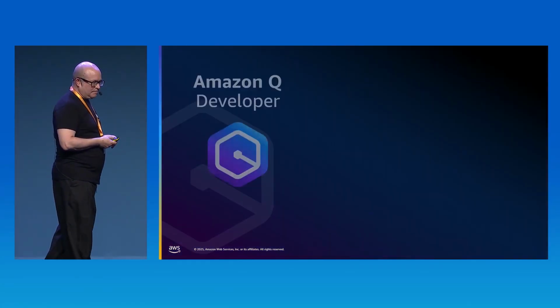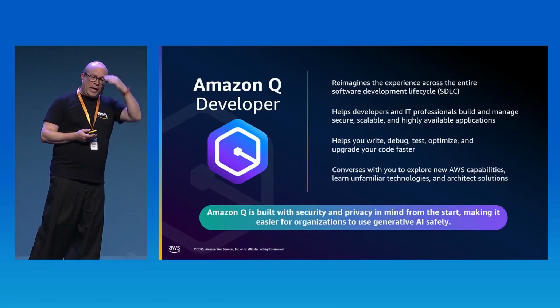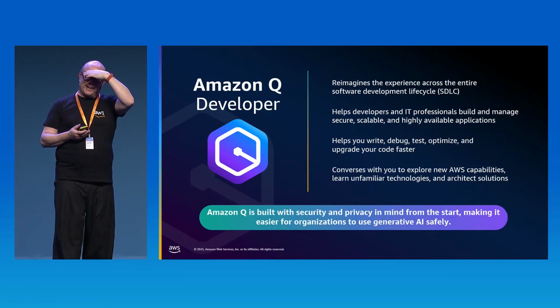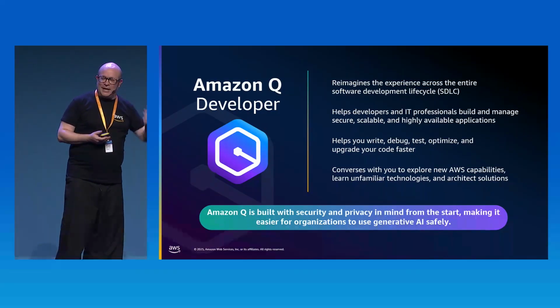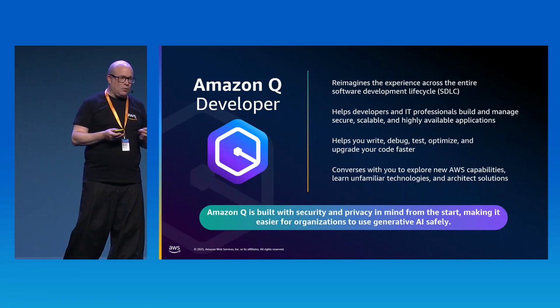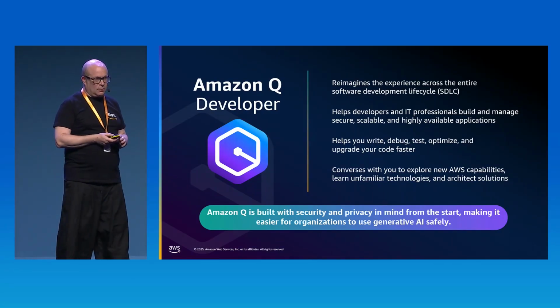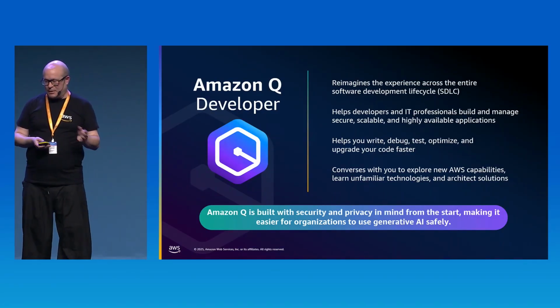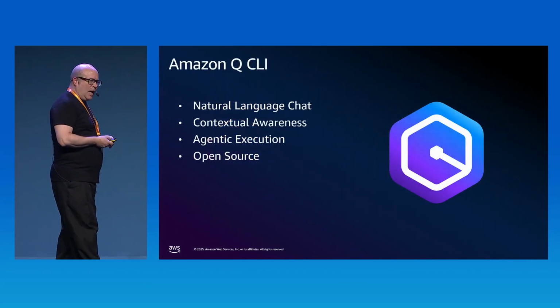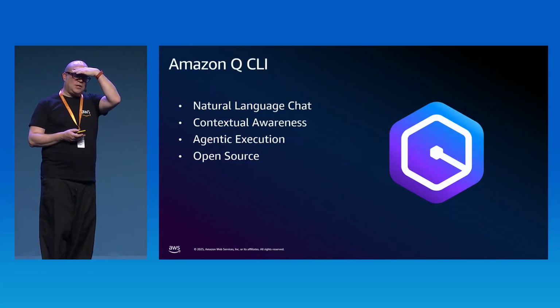So, AI coding. Who here has heard of Amazon Q Developer? I'm not surprised. It is our next generation developer tool, and it works across the whole software development lifecycle, from design and planning through development and testing to operations. But how many of you have heard of the Amazon Q CLI?